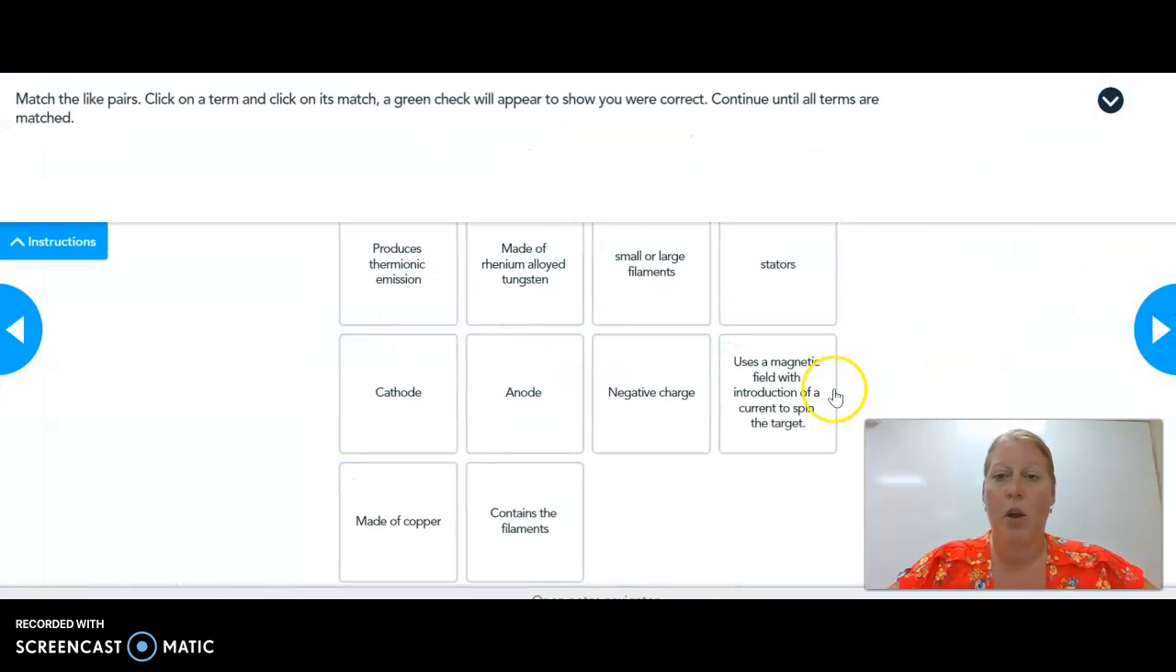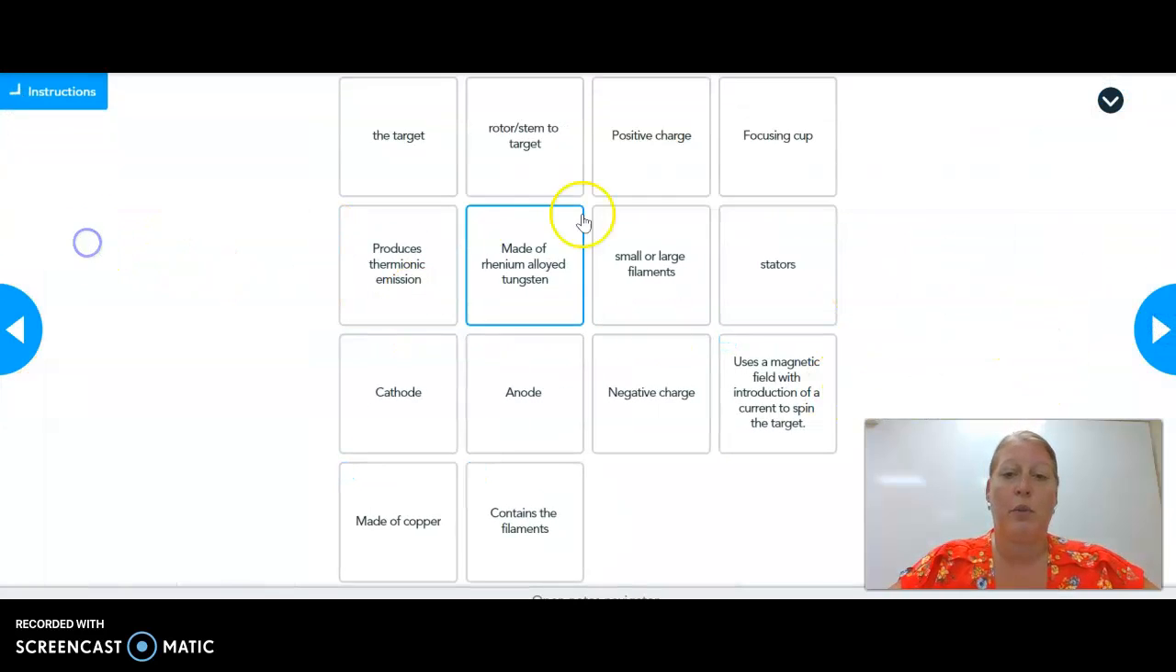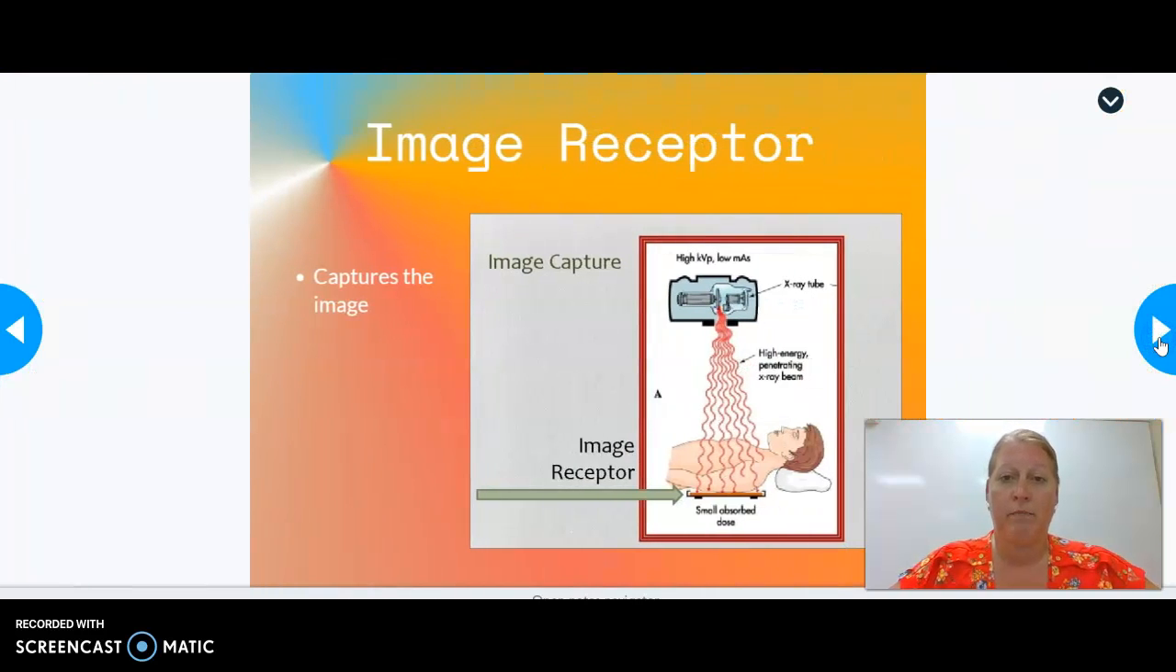All right, so this part we're going to have you do a little interactive thing throughout your link, and you will match the word with the definition or vice versa. And then we're going to go over image receptor.